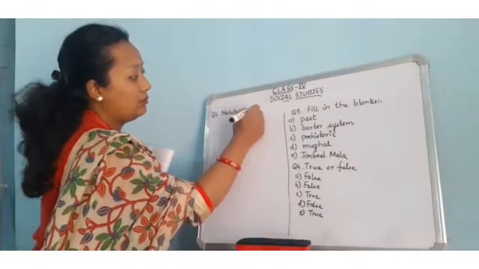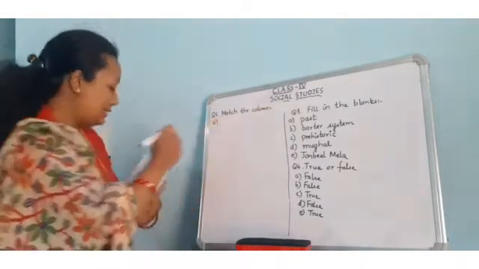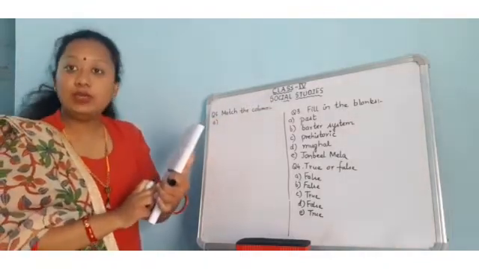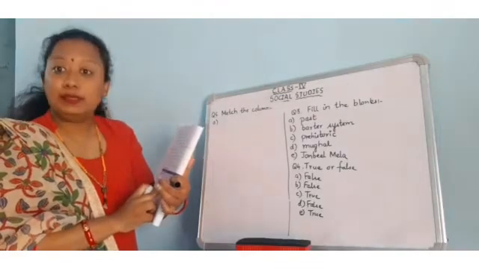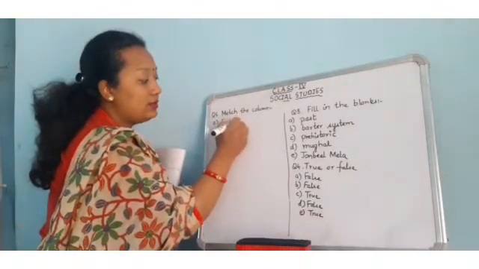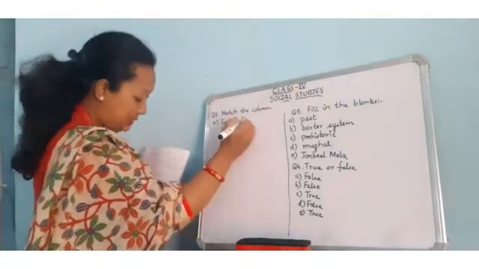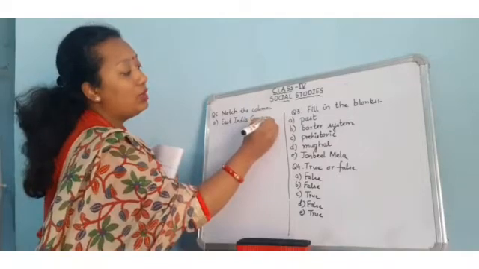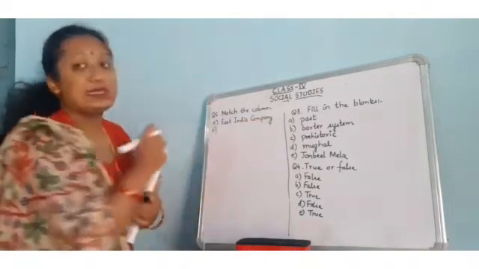The column. Number A is British. Upanishads? No. Indian history? No. East India Company? Yes. British East India Company. I'm writing only answers here. You just have to match it. Do not do it in the notebook. You have to do these exercises in the book only.